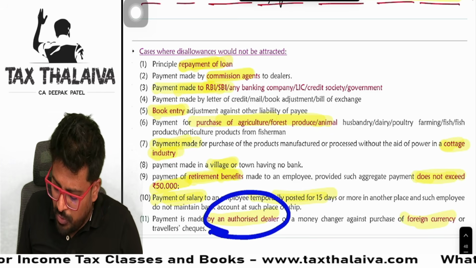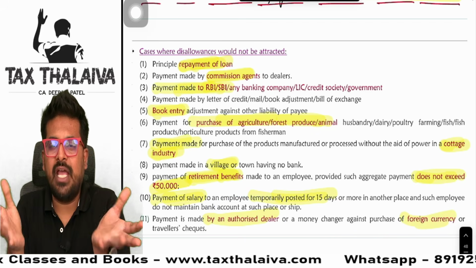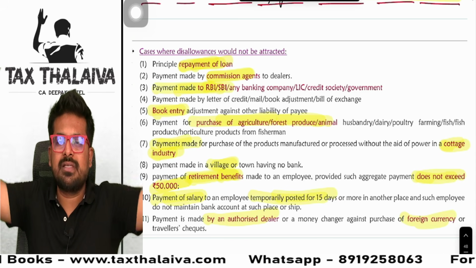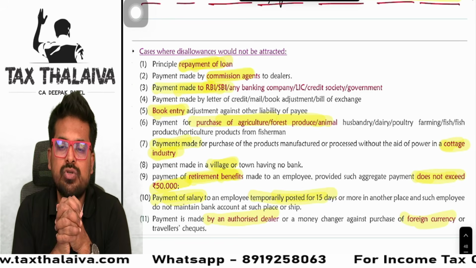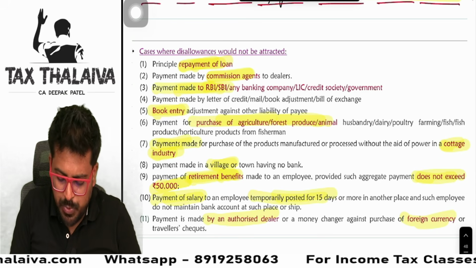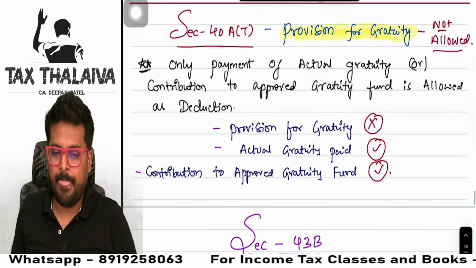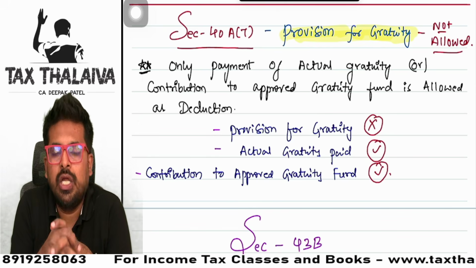And in case of a foreign exchange dealer, of course they deal in cash, so there also you can make payment more than 10,000 in other than prescribed modes, no problem. These are exceptions to rule 6DD. Just have a look once and go for examination. Now comes section 40A(7), provision of gratuity not allowed.